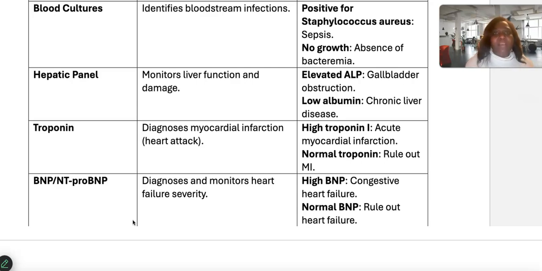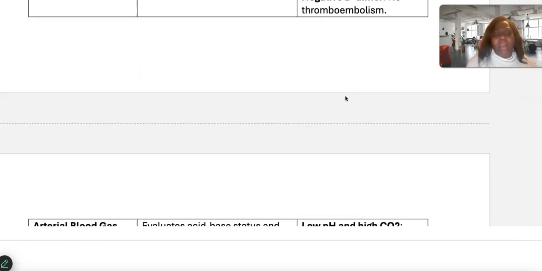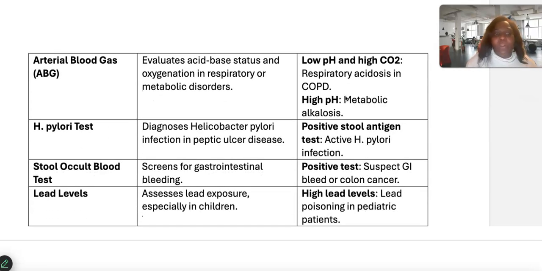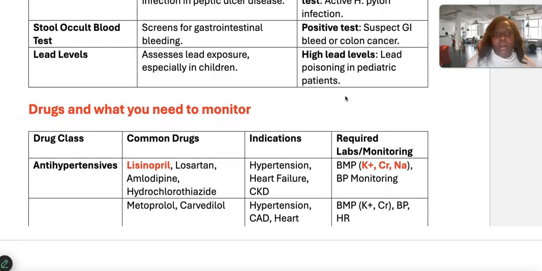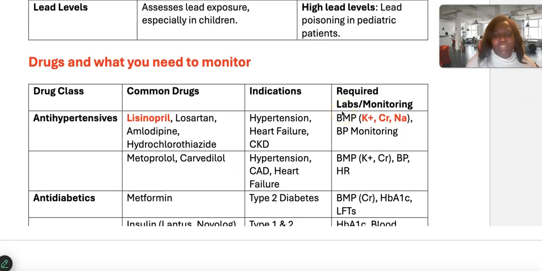So going back to the topic, blood cultures will identify bloodstream infections. For example, if we see something that is positive for staphylococcus, it means sepsis. If there is no growth, it means absence of bacteria. What about hepatic panel? It monitors liver function and damage. With elevated ALP, gallbladder obstruction may be going on. When we see low albumin, it might be due to chronic liver disease. And troponin, BNP, D-dimer, I think we're all familiar with this. Arterial blood gases, H. pylori test, stool occult, lead levels, and so on and so on.